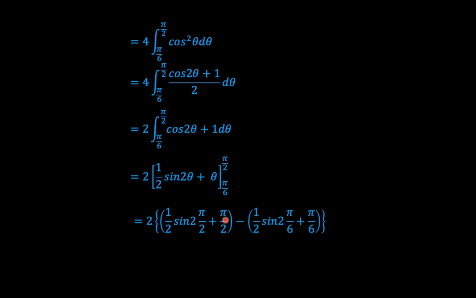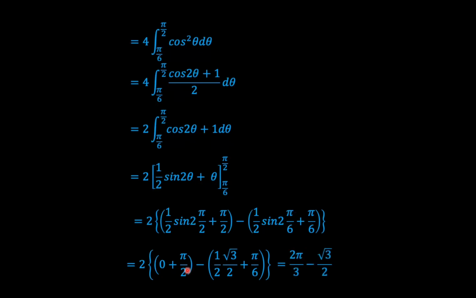limit, pi over 2, plus in place of theta, we have pi over 2, minus a half sine 2, the lower limit, pi over 6, plus in place of theta, pi over 6. Now 2 times pi over 2 is pi, sine of pi is 0, and so we have now pi over 2 minus sine 2 times pi over 6. This is pi over 3. Sine of pi over 3 is root 3 over 2. And so then pi over 6 remains there.